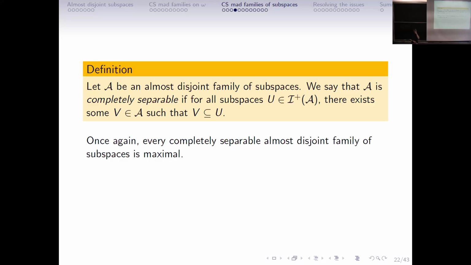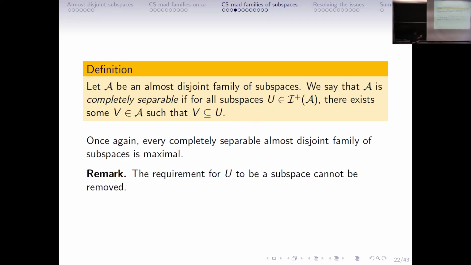Quick remark is that there are a few natural ways to generalize completely separable map families to the case of vector space. For example, you may ask whether we really need this subspace requirement, and it turns out that the answer is yes, we do need U to be a subspace over here.